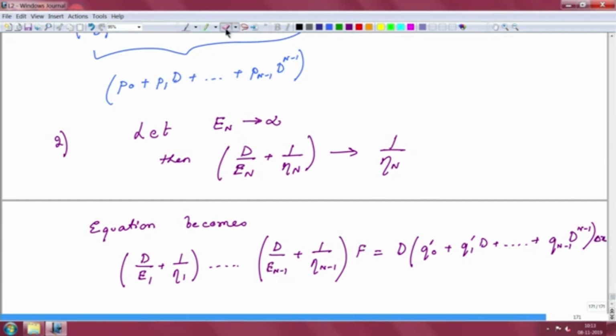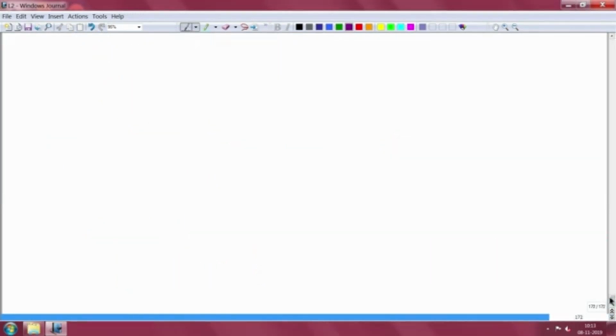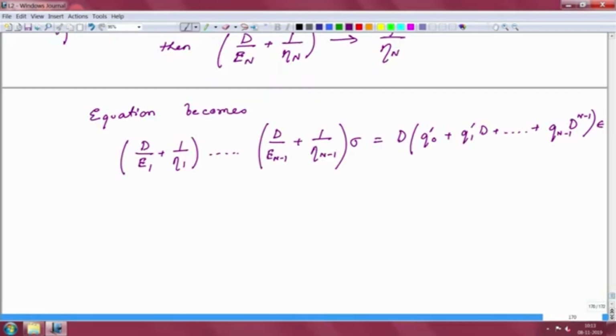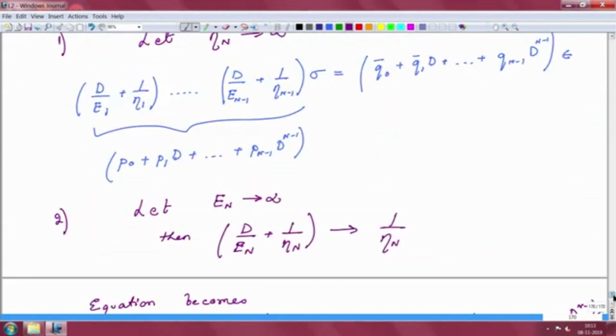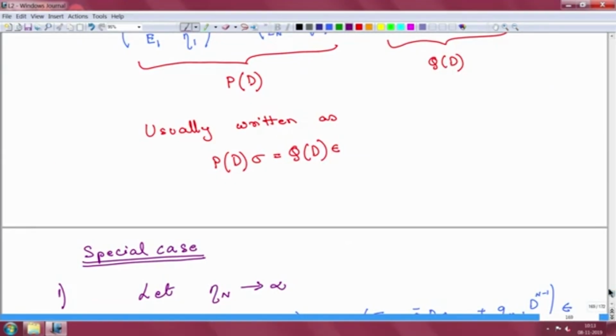Here you can write it in terms of force or the strain, and we know that they are equivalent. So, this is strain, this is stress, and that is strain. Okay. So, you will see that here now there is a mismatch of the highest power. On the left hand side, your highest power of the operator D is n minus 1, whereas on this side you have n.